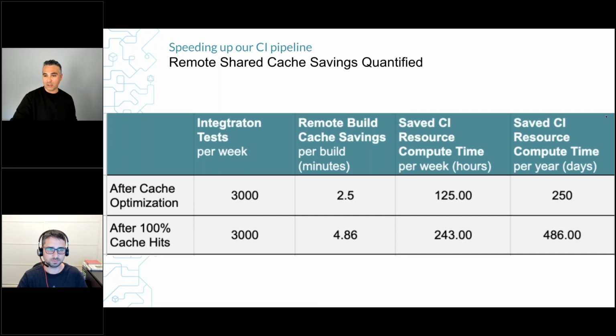And per year, that's 250 days. And just this fix got them to 243 hours of saved CI execution time per week and 486 days. So monitoring the cache with this build performance dashboard really paid off for you guys in this case. Yeah, I think the point is that just having the build cache is great.